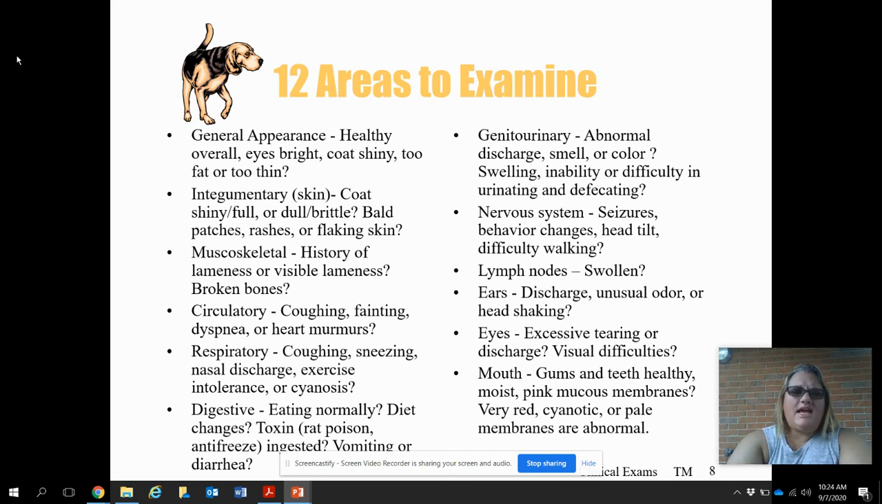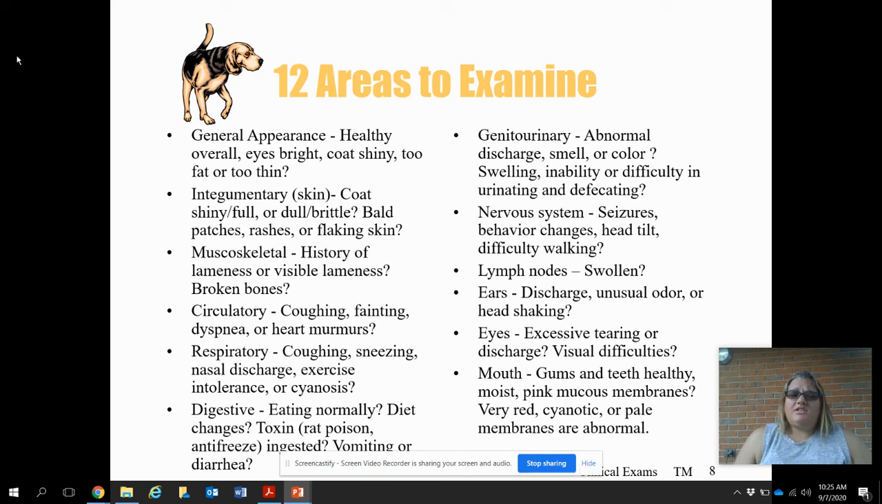Then you have the integumentary system. That's the skin. So, bald patches, rashes, any flaky skin that the animal might have. So you want to definitely take a look at all the skin. Try to see their belly as well. Sometimes that's where fleas tend to hang out. Hot spots tend to happen on the rear end of the animal.